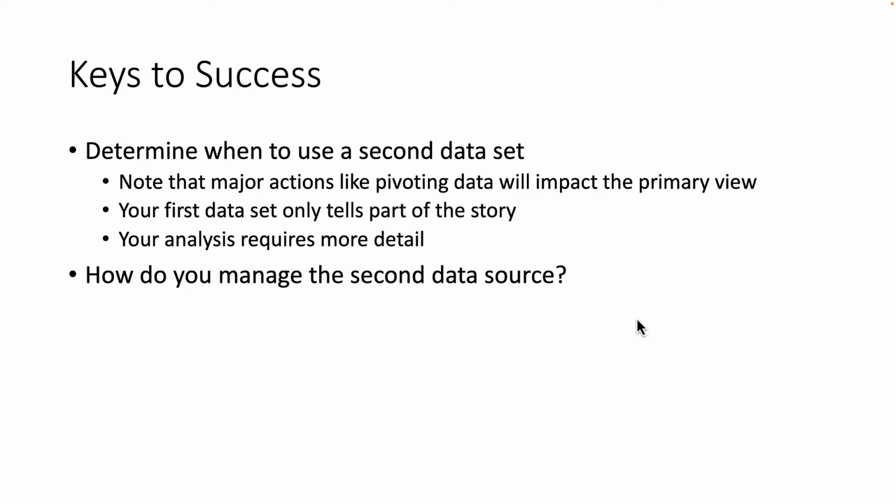Major actions like pivoting your data from columns to rows will impact your primary view and probably mess up all the original visualizations that you created. The first data set only tells part of the story. Maybe you need additional detail. Your analysis might require more detail, like bringing in GDP data. And once you get the second data source into Tableau, how do you manage it? How do you alternate or switch between data sources? These are questions we're going to look at in this very short learning video.